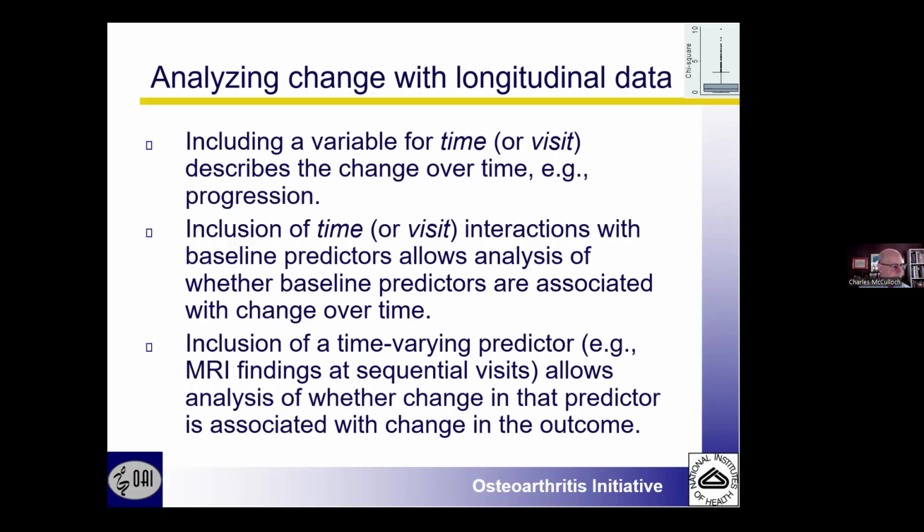It's different if we have a time varying predictor. So MRI findings at sequential visits. We can just include those in the model if we have a variable that changes over time. But if we have something that's fixed, then we include an interaction with time.